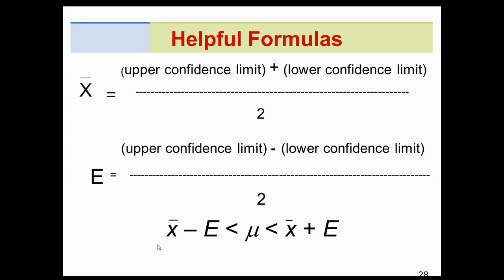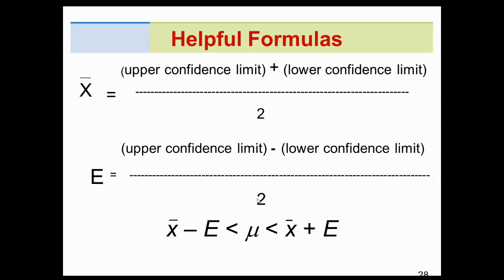All right, doing some basic algebra with this confidence interval. I can actually solve it algebraically for x bar. It's going to be the upper limit added to the lower limit divided by 2. Algebraically, I can come up with a formula for error. It's the upper confidence limit, subtract the lower, divide by 2.